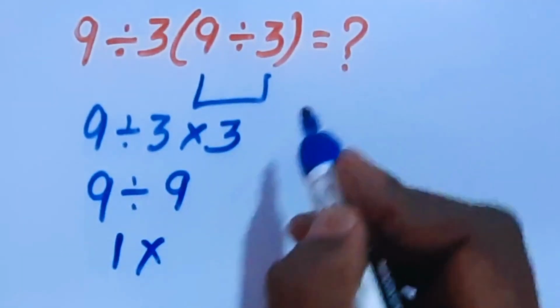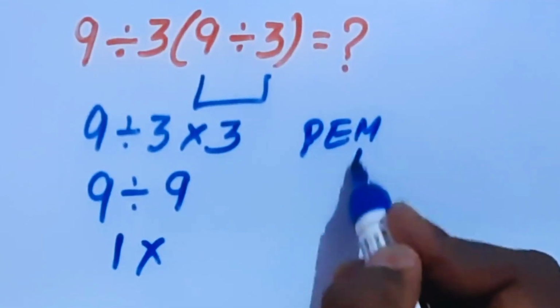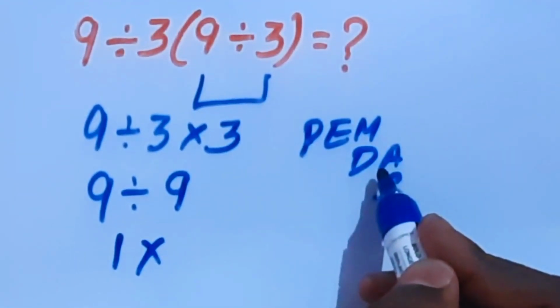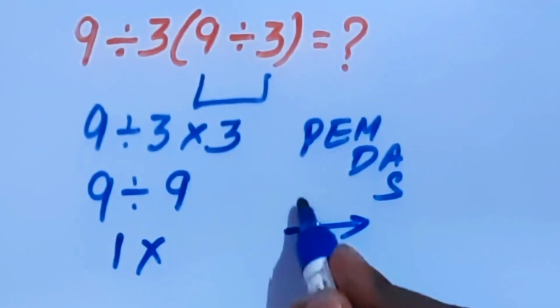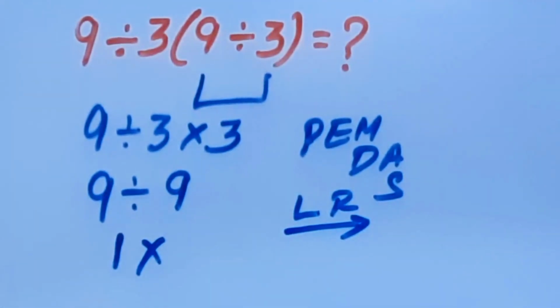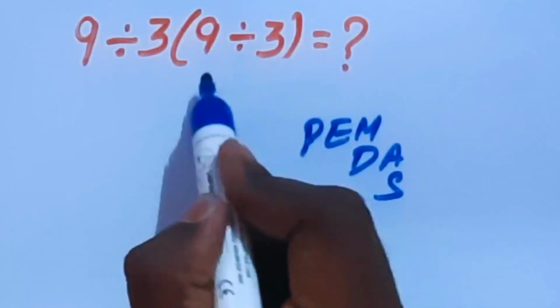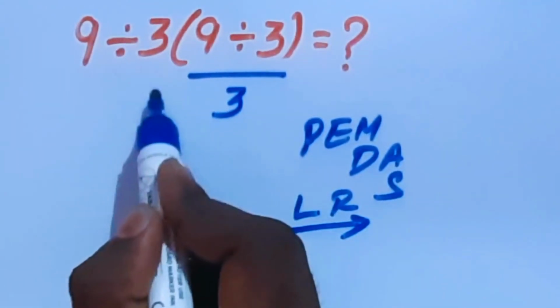This is wrong. As per the order of operations, PEMDAS, multiplication and division are the same priority, addition and subtraction are the same priority. We have to follow this left to right rule. As per this PEMDAS, here 9 divided by 3 is 3.